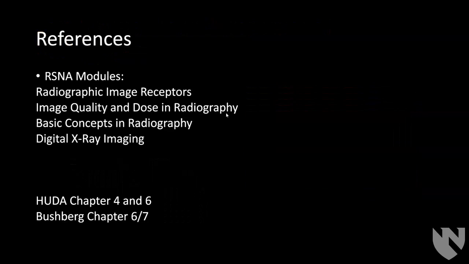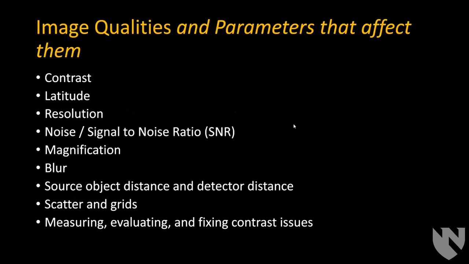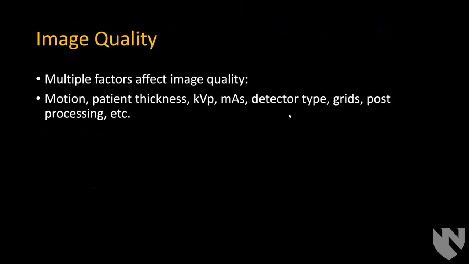References: there are RSNA modules that apply to this, as well as Huda and Bushberg chapters. So there are all kinds of qualities and parameters that can describe images and how good they are, and whether there are issues or not. We'll go through a whole bunch of these things and talk about what things you can change that will affect the quality of the image.